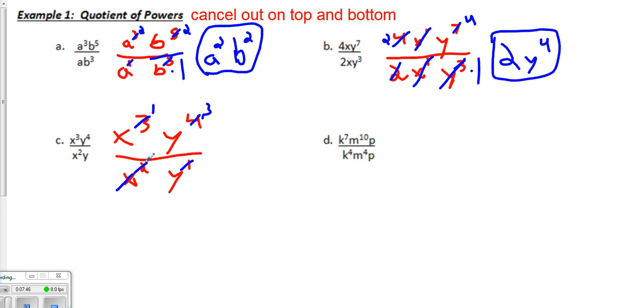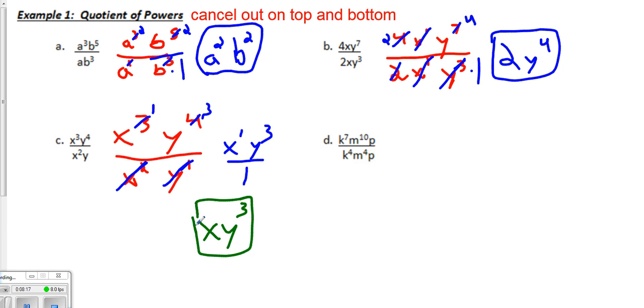If we took out these 2, this would just become x to the 0th, or 1. This would become y to the 0th, or just 1. So on bottom, we have 1 times 1, which remember is just 1. On top, we have x to the 1st power and y to the 3rd power. Remember, anything to the 1st power is just itself, and anything divided by 1 is itself. So we just have x, y to the 3rd power. This would be the simplest way to simplify this fraction: x times y to the 3rd power.